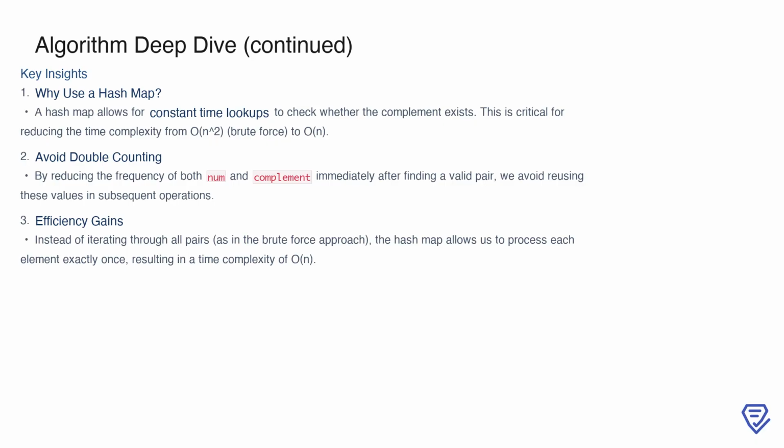By decrementing the frequencies of both the current number and its complement immediately after forming a pair, we also avoid double counting, ensuring the correctness of our solution. These efficiency gains come from processing each element only once, giving our algorithm an overall time complexity of O(n). This makes the hash map approach not only faster but also more scalable for larger input sizes.